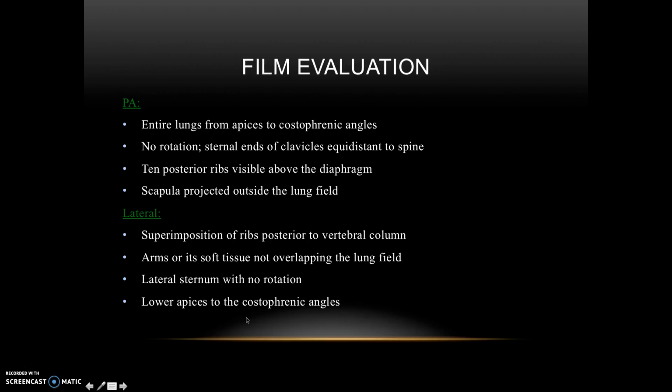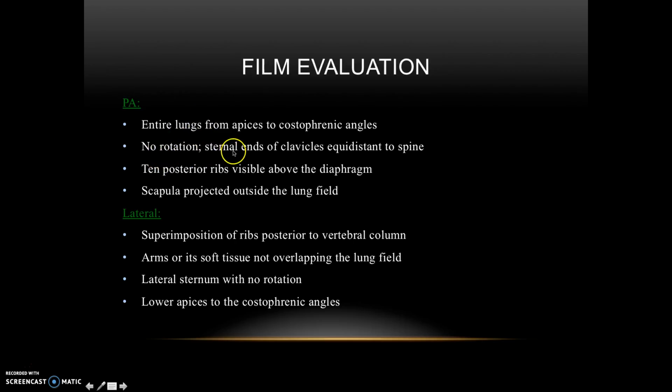Okay, so you've taken your chest x-ray, you did everything, you followed all these steps. Now we're going to evaluate the film and make sure that we got everything we need to submit it to the radiologist. On a PA x-ray, you're going to look for the entire lungs from the apices down to the costophrenic angles. You don't want to clip anything.